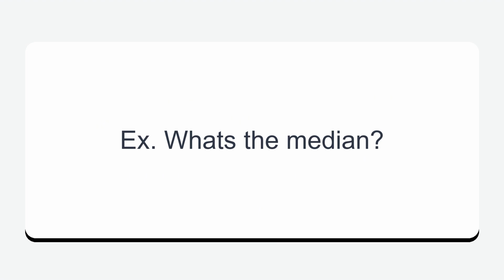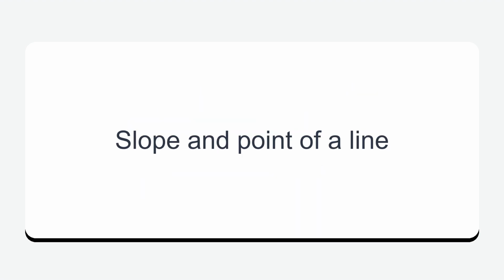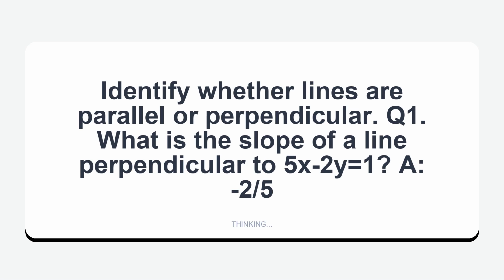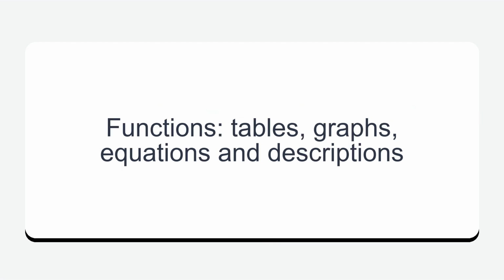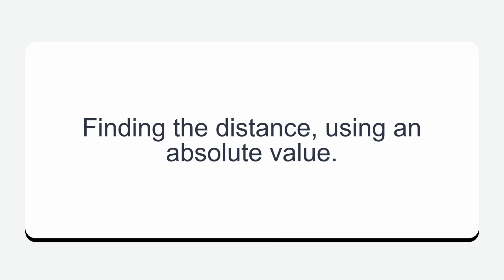Example: what's the median? Using rise/run to determine slope, coordinates of points, and x/y intercept. Slope and point of a line. Identify whether lines are parallel or perpendicular. Q1. What is the slope of a line perpendicular to 5x + 2y = 1? A. -2/5. Functions, tables, graphs, equations and descriptions. Distance between numbers on a number line. Finding the distance using an absolute value.